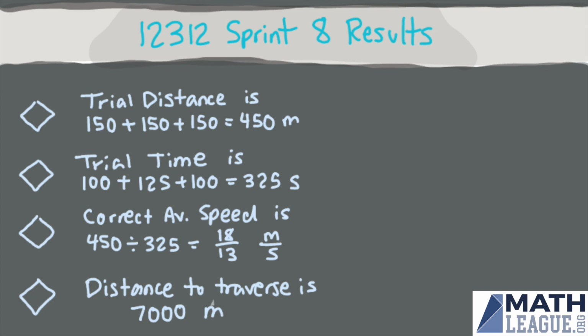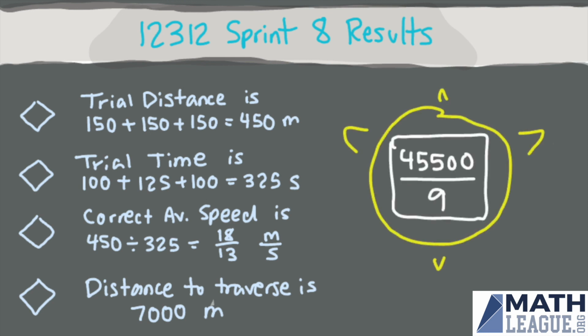And after we get the correct speed, we can just use the distance, rate, time formula to get how long it takes to cross the island, which is going to be 7,000 times 13 over 18, which is going to be 45,500 divided by 9 seconds, since we want a common fraction.